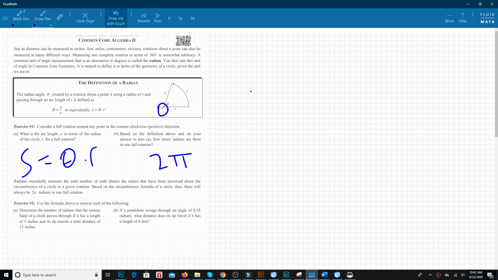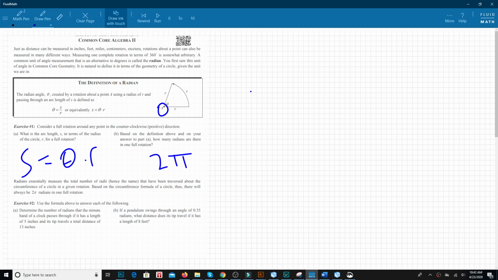In any regard, so let's keep reading. It says radians essentially measure the total number of radii, hence the name, that have been traversed about the circumference of a circle in a given rotation, based on the circumference formula of a circle. Thus, there will always be 2 pi radians in one full rotation. All right, well, let's just answer what the previous questions said.